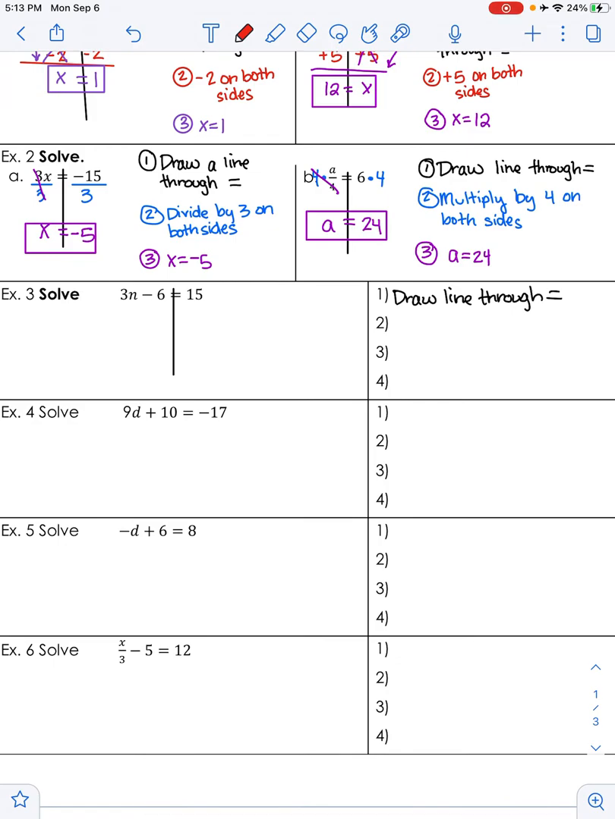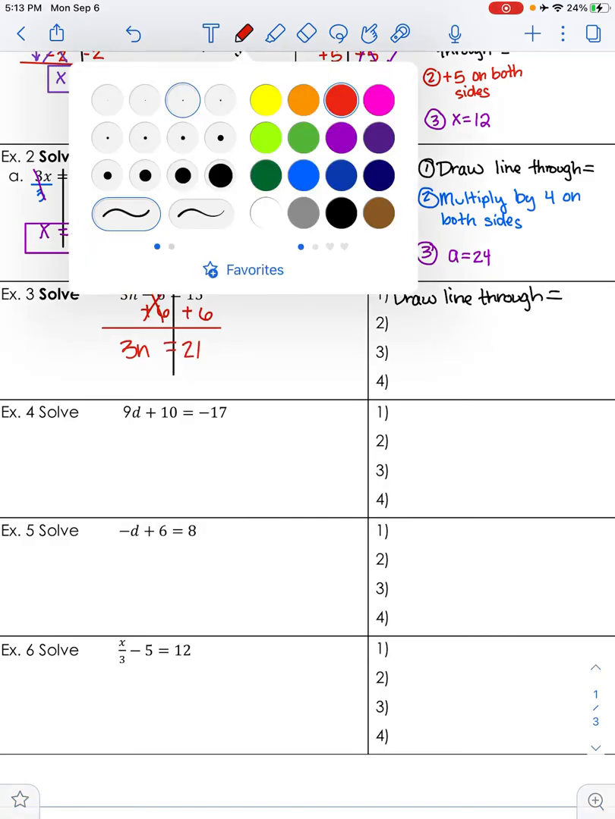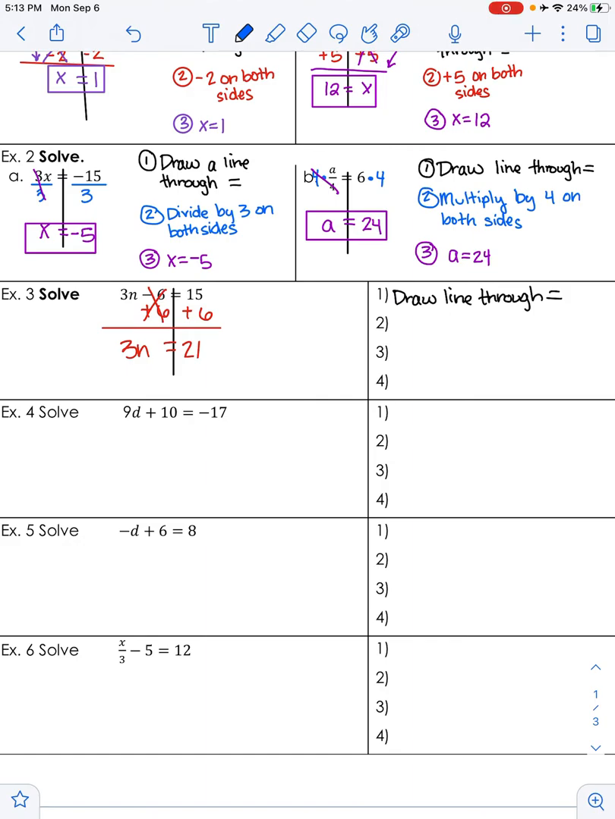Step 2, we want to move the constant. In this case, my constant is negative 6. We're going to do the opposite by making it plus 6 on both sides. So when I do that, I get 3n, negative 6 plus 6 zeroes out, and 15 plus 6 is 21.